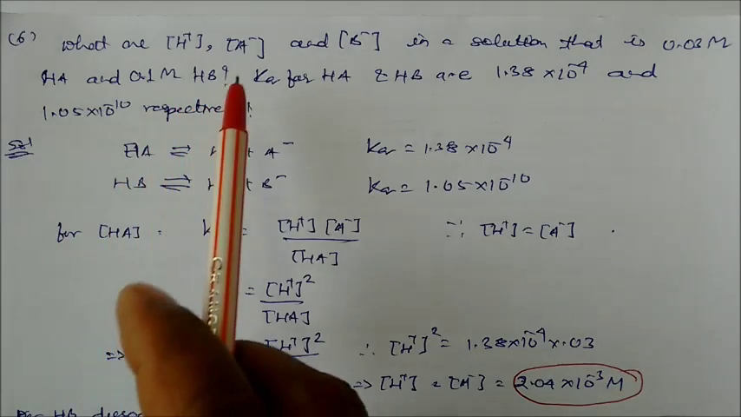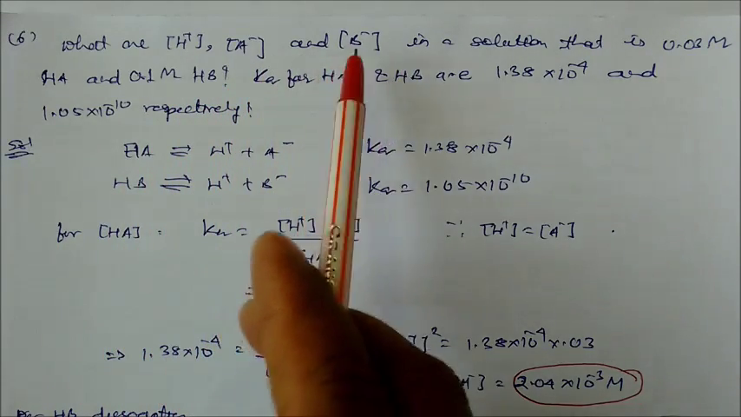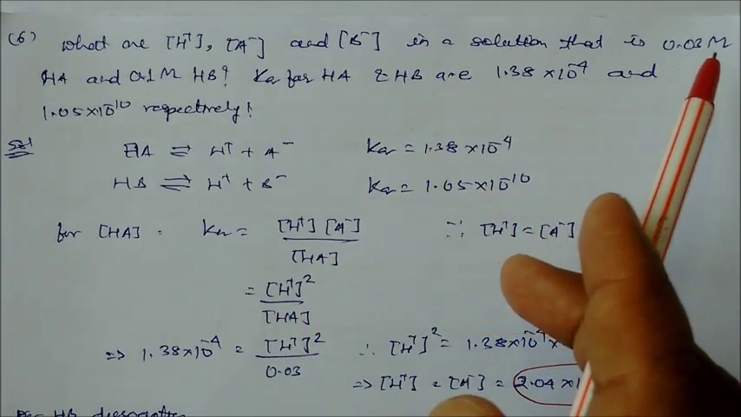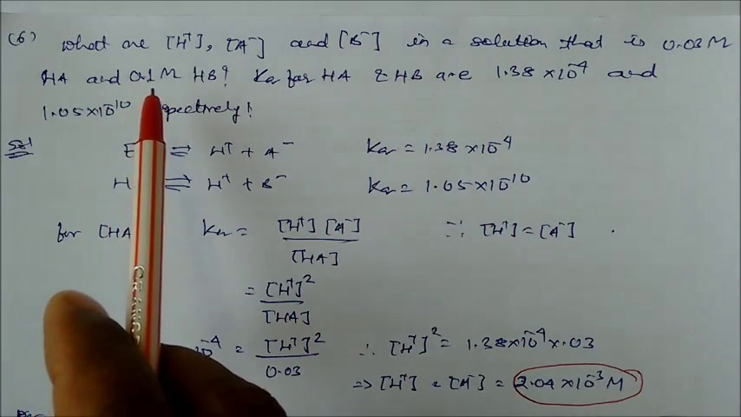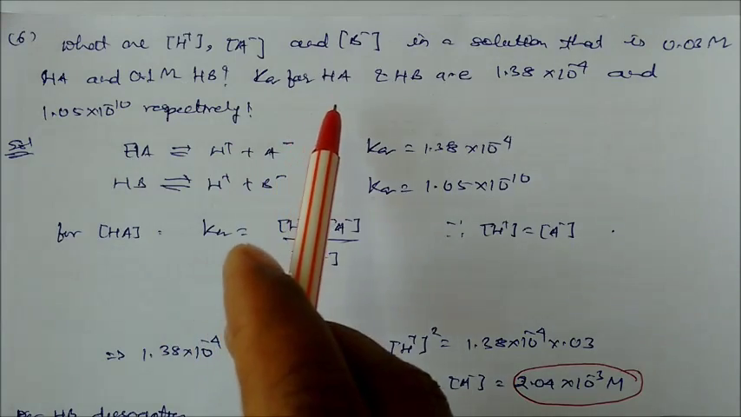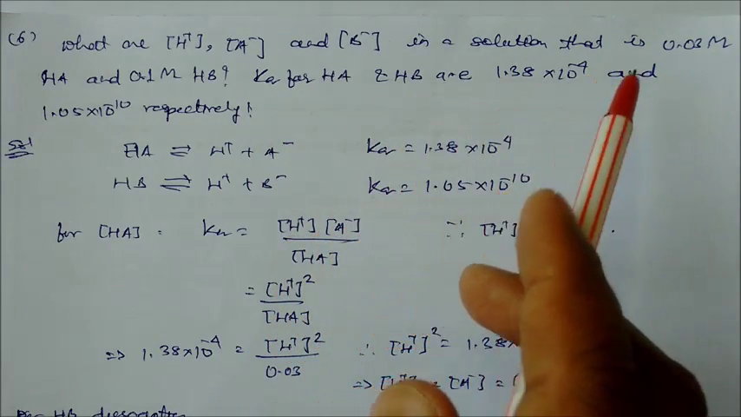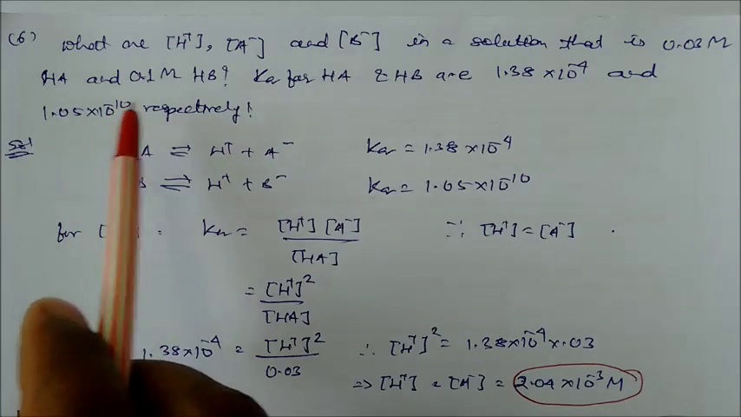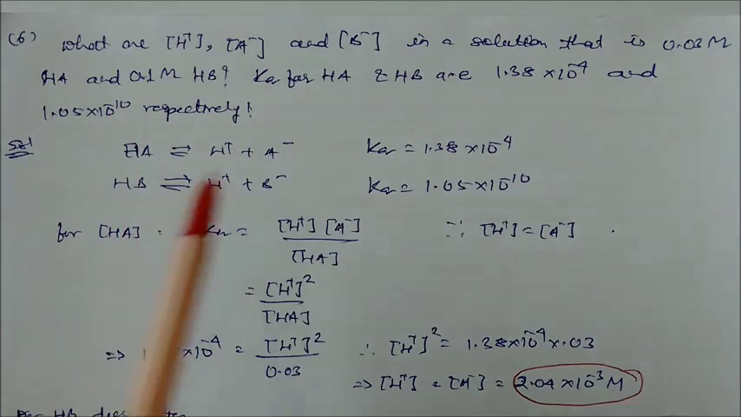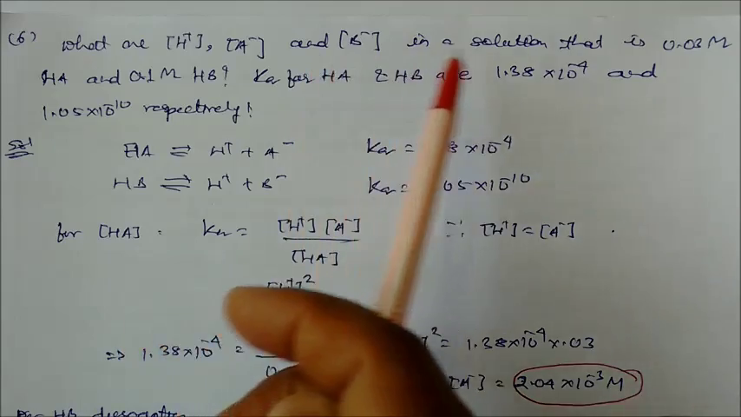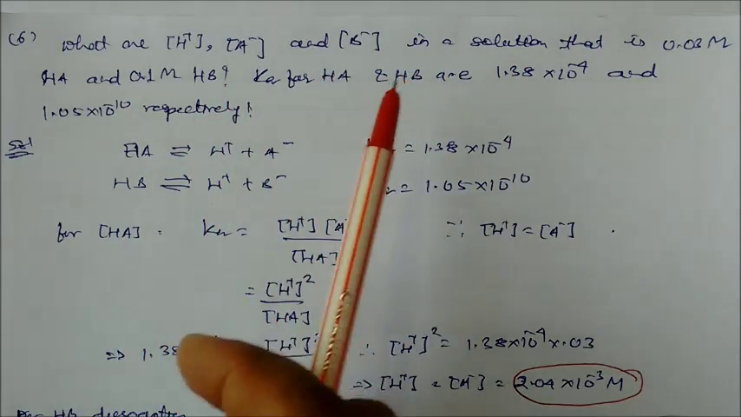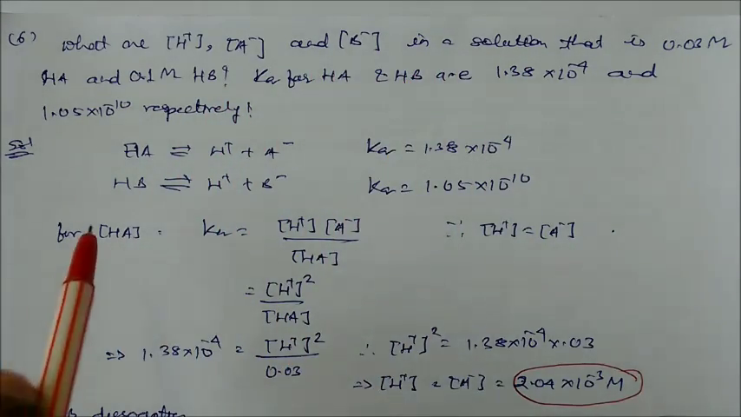Next, find the concentrations of H plus, A minus and B minus in a solution that is 0.03 molar HA and 0.01 molar HB. Ka for HA and HB, these two acids, is given as 1.38 into 10 minus 4 and 1.05 into 10 minus 10 respectively. You have to find the concentrations. From Ka and Kb we can find the concentrations.